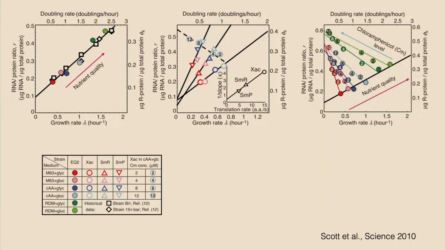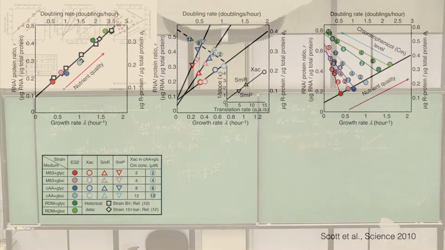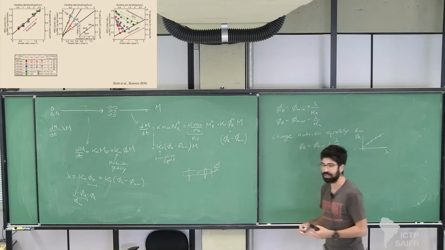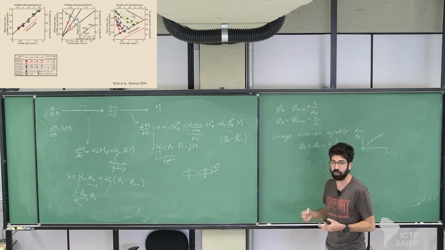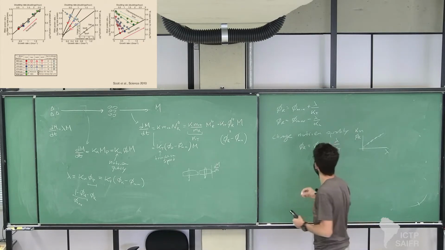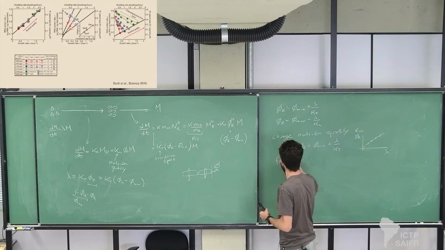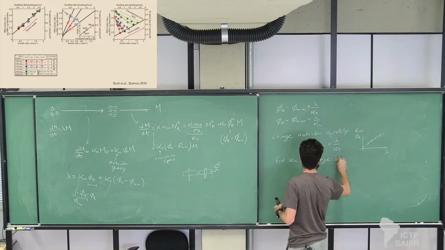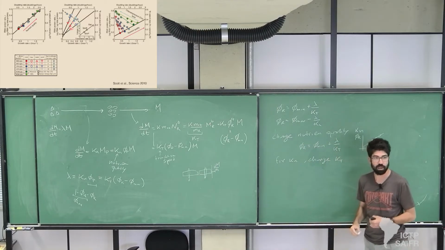Then you can do something else. So what you can do is say, well, suppose that I'd like to keep the nutrient quality fixed. So fix Kn and change Kt. How do I do that?